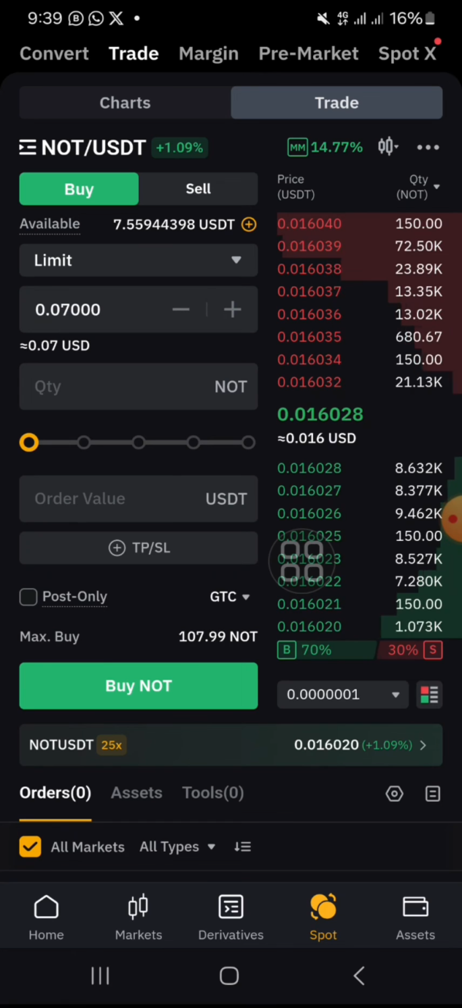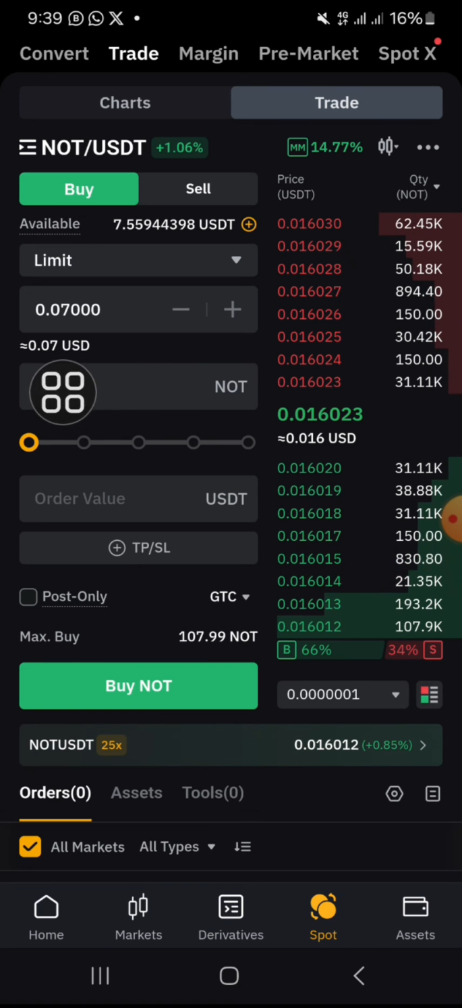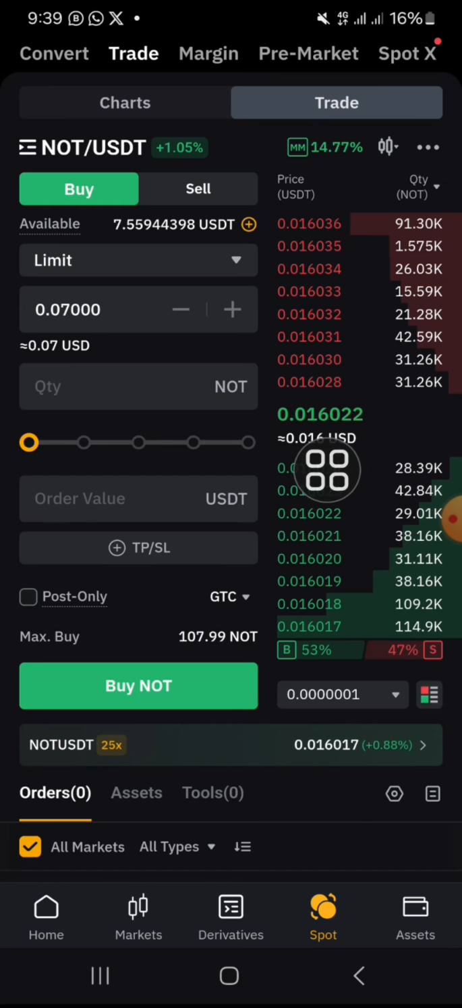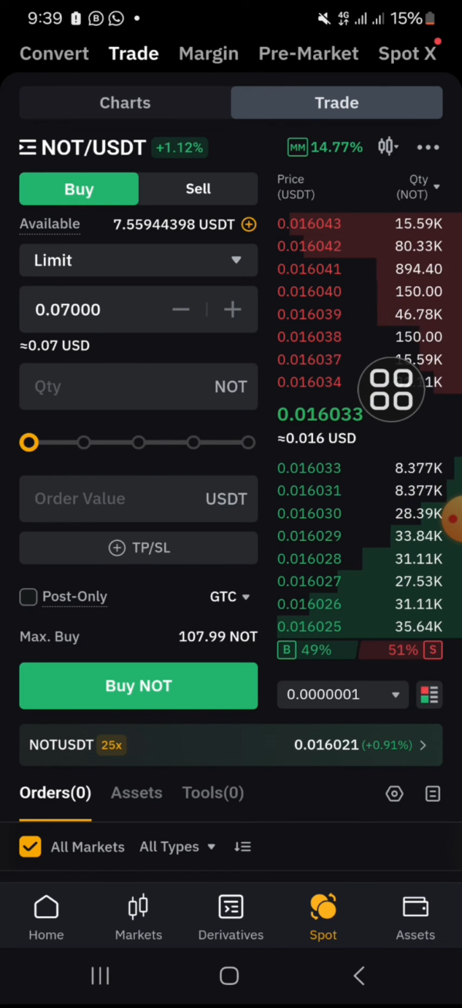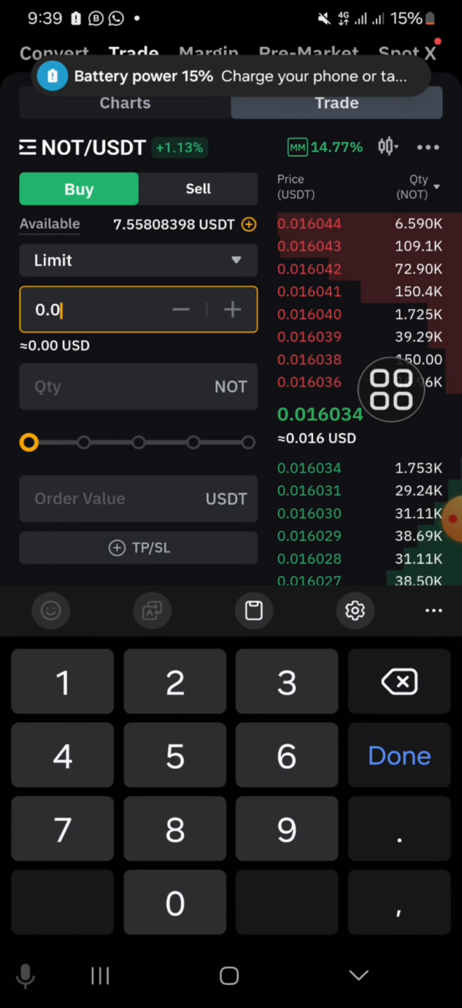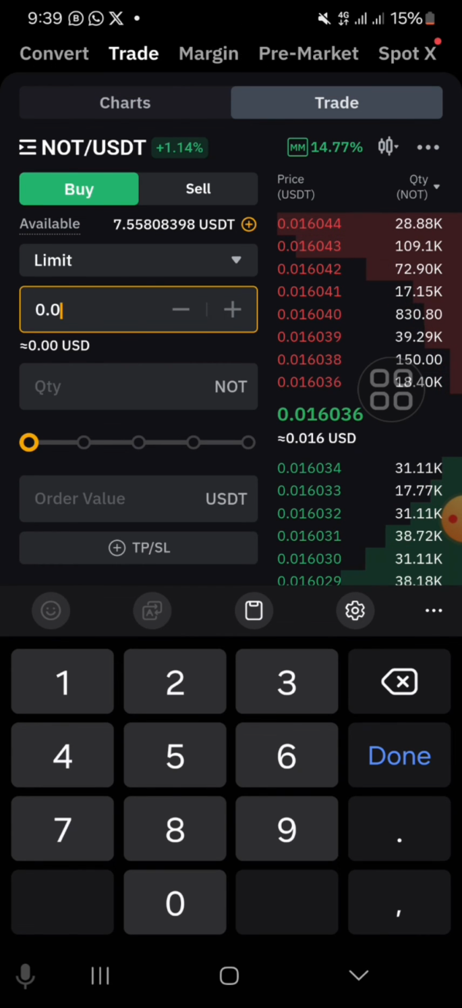But the other thing, let me execute one trade right here. Let's say I want to buy Notcoin. If you increase the price right now, like I want to buy at 0.0700, which is higher than the current market price, you're going to buy immediately. That is the truth. So if you want to buy Notcoin, you should ensure that you buy at a lower price, and sell at a higher price. That is the idea of spot trading.